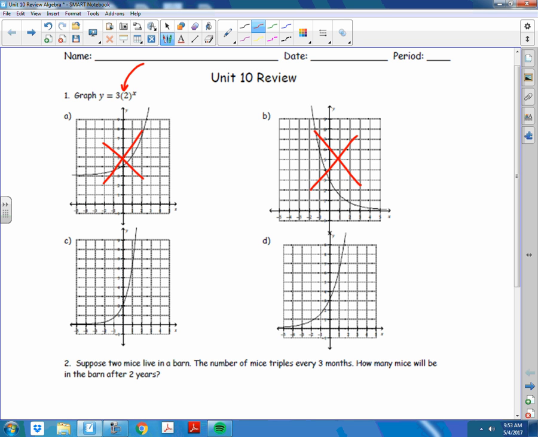These two are the only ones left. And now the smartest thing to do is to go off the y-intercept, right? So what is the y-intercept? The y-intercept is indeed 3, and if you're not sure, you can look at the table. The y-intercept is where x is 0. This has a y-intercept of 3. This does not, meaning D is your correct answer. Got it? Any questions on that?